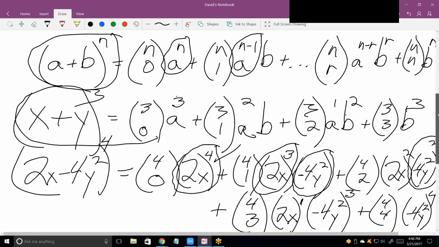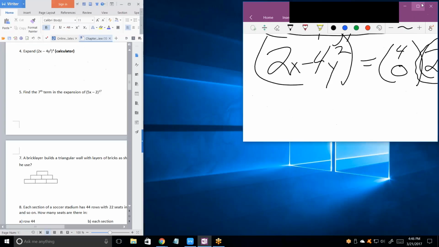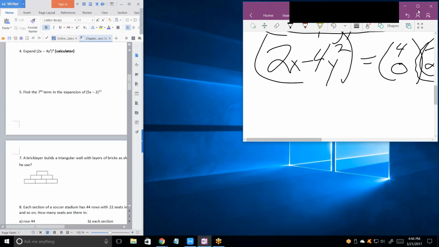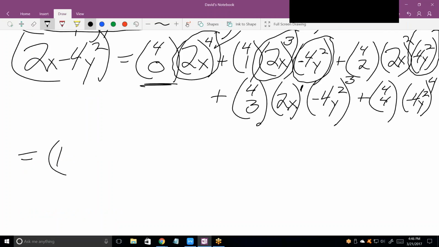All right, now we need to simplify this because the problem says just expand it. Okay, well, we still need to simplify it. So what's 4 choose 0? 1. I'm going to write it. 2x to the 4th. Expand that. 16x to the 4th.